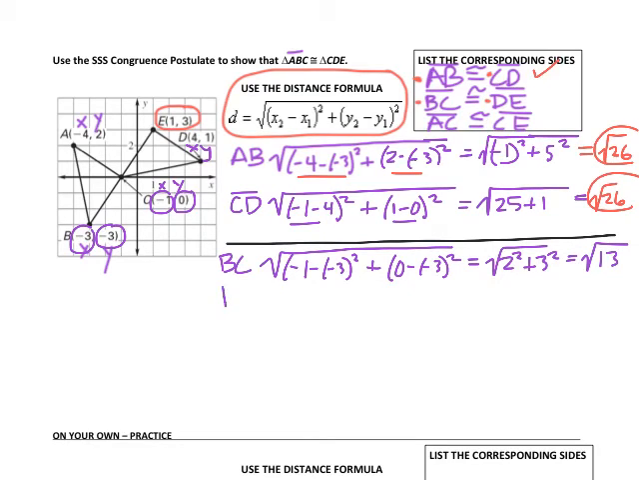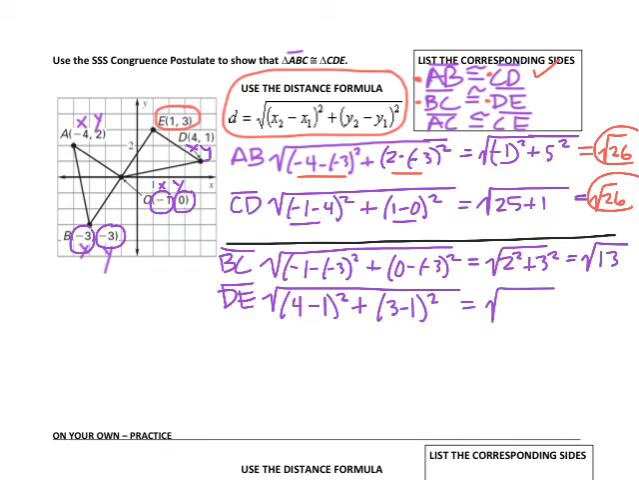Okay, so let's check and see, does DE have the same length as BC? D has x and 1, so we're going to take the 4 minus 1, we're going to square that, and then we're going to have 3 minus 1, and we're going to square that. So that comes out to 3 squared plus 2 squared, and therefore that is the square root of 13 again. Alright, so now we see that two sides are congruent, so we have BC and DE that are congruent, and the first two that we had. Alright, let's take a look at the last two.